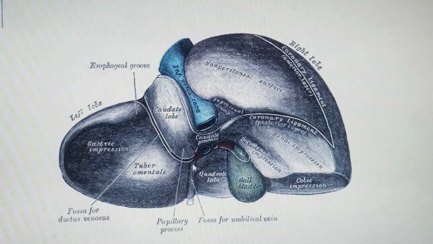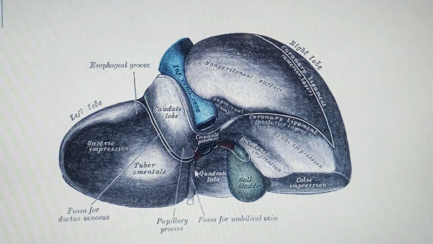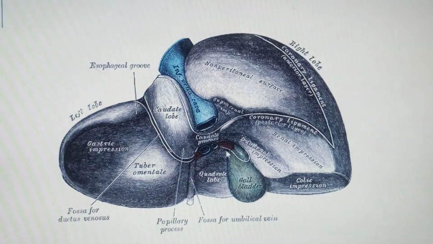Again, if you come to the inferior aspect of the posterior aspect, you can see the fossa for the ligamentum teres hepatis, which used to be the left umbilical vein. But remember, you don't have a right umbilical vein, it's just the left one. The right one became obliterated long ago, and therefore we don't even mention it.